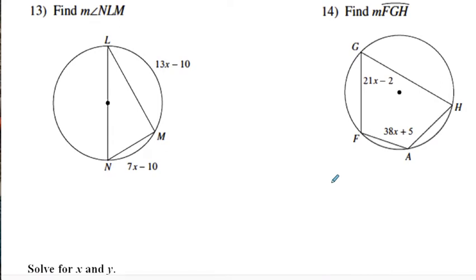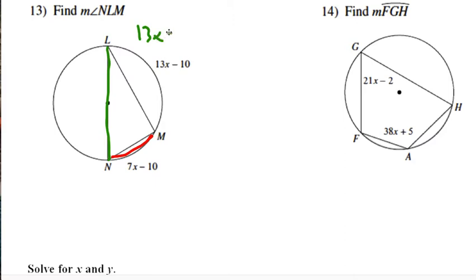So these next couple are a little bit more complicated, but if you take a look at angle NLM, if I knew what x was, right, then I could figure out what this arc is by plugging in x, and then take half of that to figure out angle NLM. But first, I have to recognize, and there goes the dogs, that LN is a diameter.